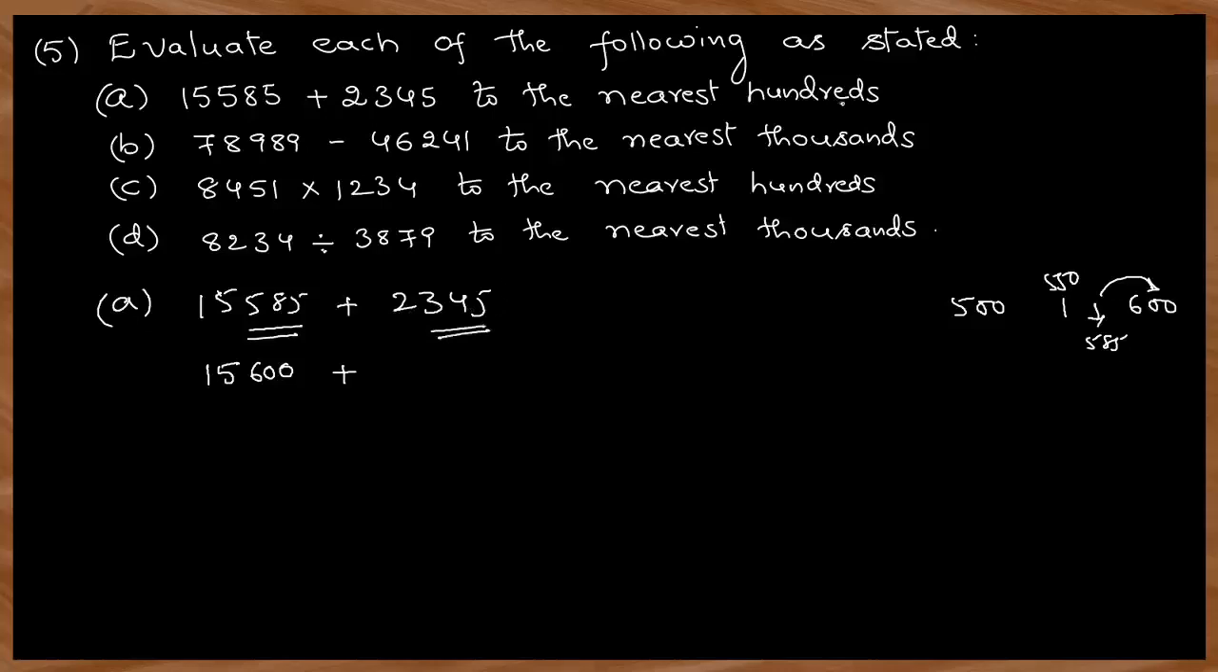2,345. He is asking for the nearest hundreds. That's why I am taking up to the hundreds place only. So the hundreds place is 300. So you have to check in between 300 to the next 100, which is 400. The middle number is 350, and 345 lies in between 300 to 350, which is nearest to the 300. So that's why you can write it as 2,300. Now add them.